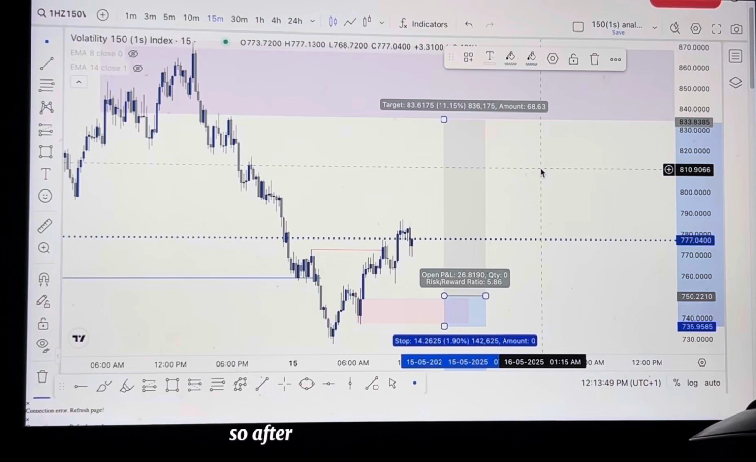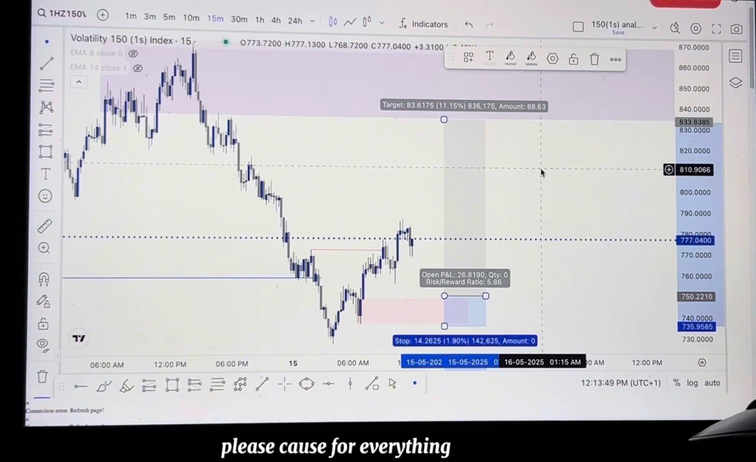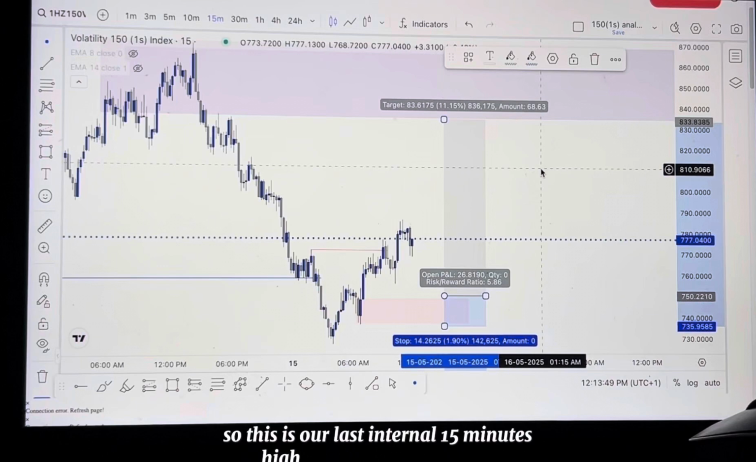So after chalk, because there is a chalk here, please, if you don't know how to mark market structure, if you do not understand market structure, please drop it in the comment section and that will be our next video, please. Because for everything I'm doing, if you don't understand market structure, it's going to feel like a movie. It's not going to make sense to you. So we're taking this off. I like to keep my charts clean. So this is our last internal 15-minute high that has been taken off, right?